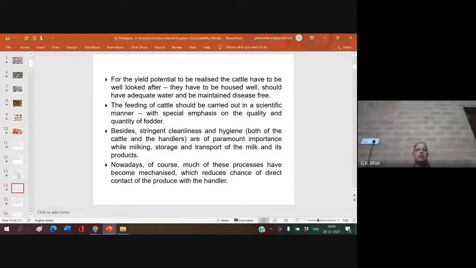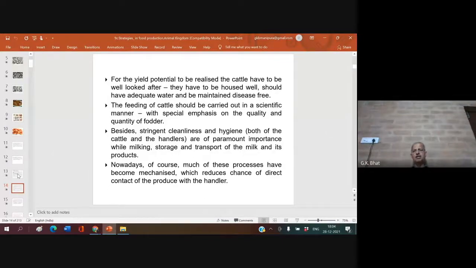No, you can't expect that. For the yield potential to be realized, or for the cattle to give very good quality milk, they should be looked after very well. They have to be housed well. That means they should be maintained well in a very nicely built cattle shed. They have to be housed well, should have adequate water, and be maintained disease-free. They should get sufficient food.